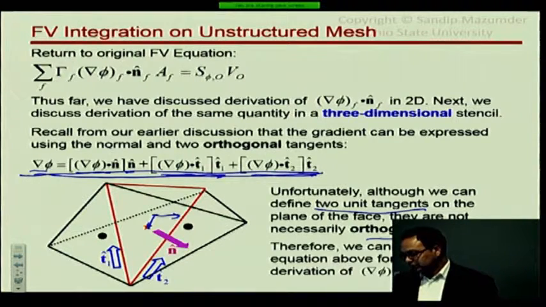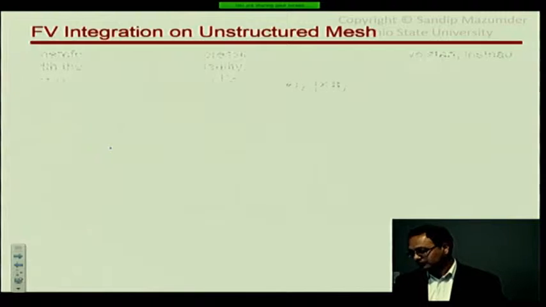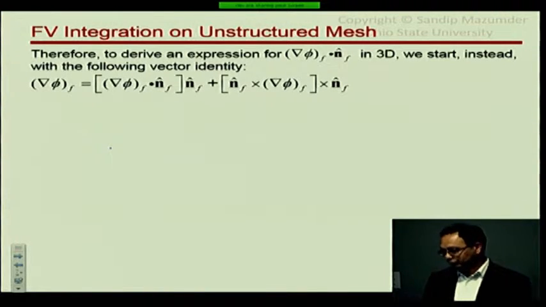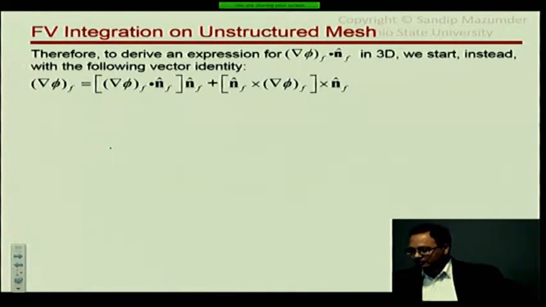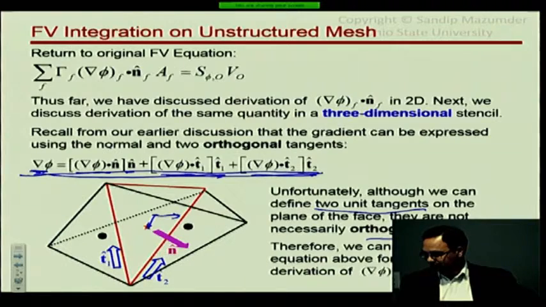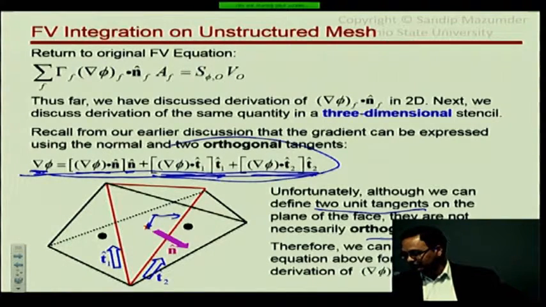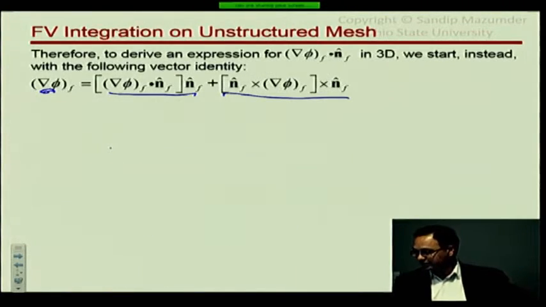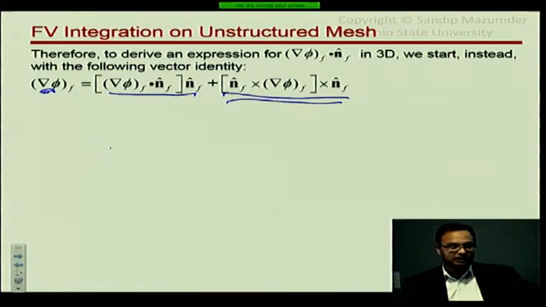So we have to find a different way of decomposing this gradient vector now, because we can't use t1 and t2 since they're not orthogonal. So here is what we are going to do. We are going to use a vector relationship. This is a different one. Here we are saying grad phi, the first term is the same, and then the next term uses this cross product relationship. This is just a vector identity. So instead of writing it this way, we now have written it with one term, but it involves cross products.